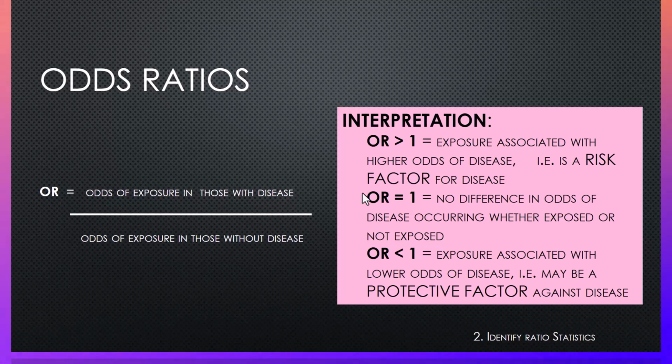So looking back at smoking and lung cancer, there the odds ratio would be greater than 1. If the odds ratio is 1, then the interpretation is there's no difference in odds of disease occurring, whether exposed or not exposed. Finally, if our odds ratio is under 1, we are now saying that exposure is associated with lower odds of the disease. And therefore, it would be more of a protective factor against the disease.